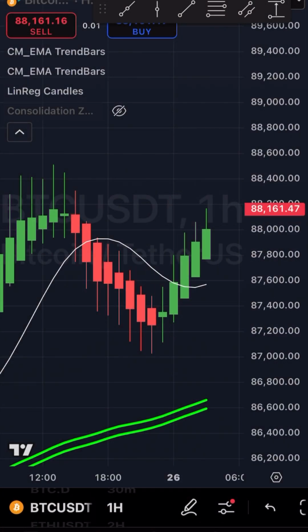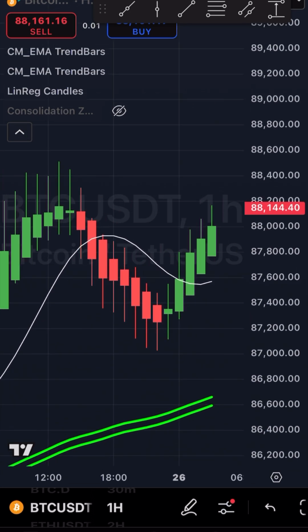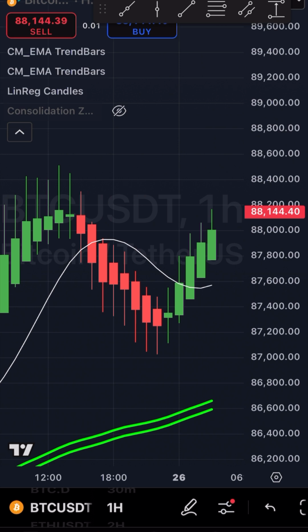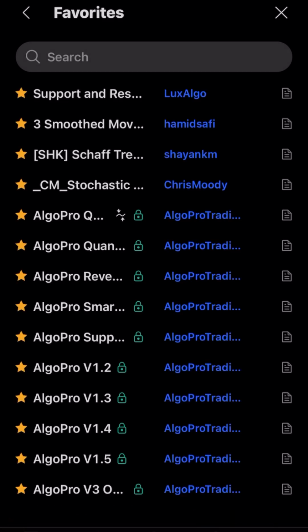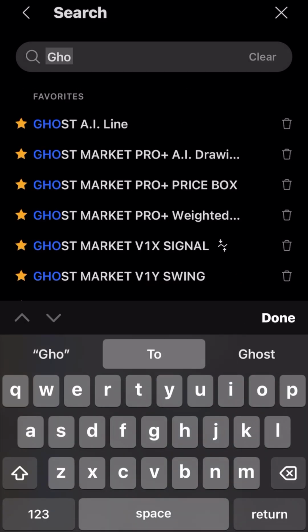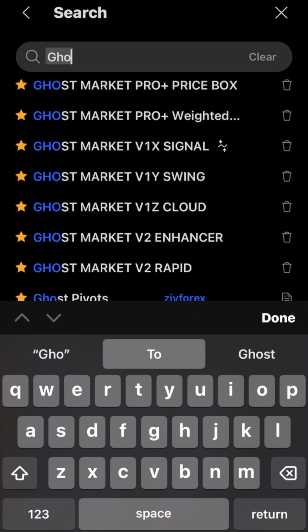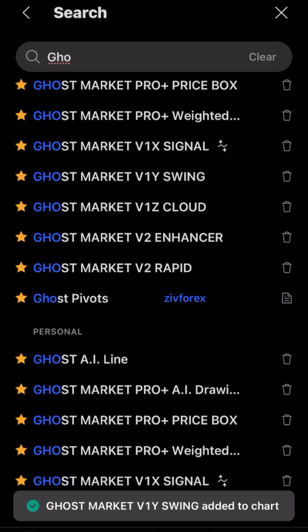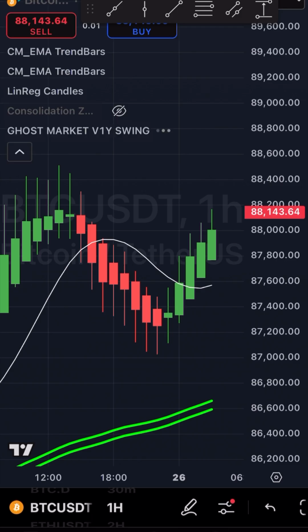Okay, so to set this up, you're basically going to need your 90-95, which is down there on the bottom. To get there, you can go to your indicators. Now you can go to Ghost Market Pro, and Ghost Market Pro is a paid indicator. I'm not going to go too much into it, but you basically want to get the swing if you decide to get Ghost Market Pro.